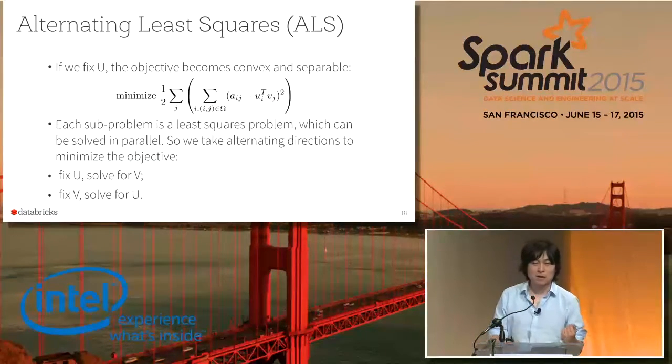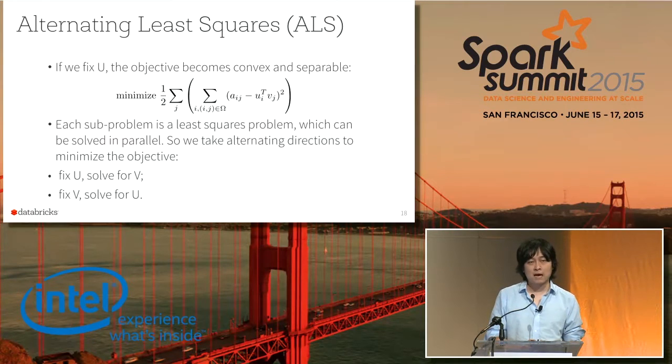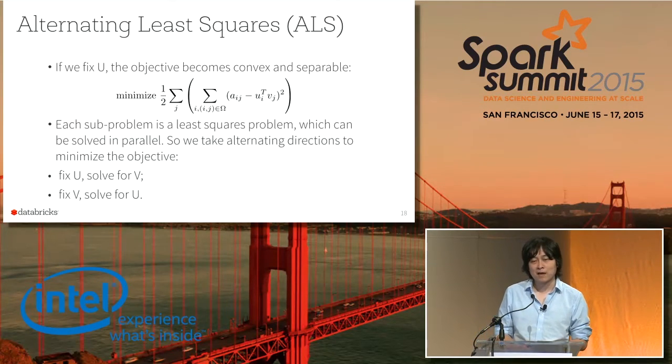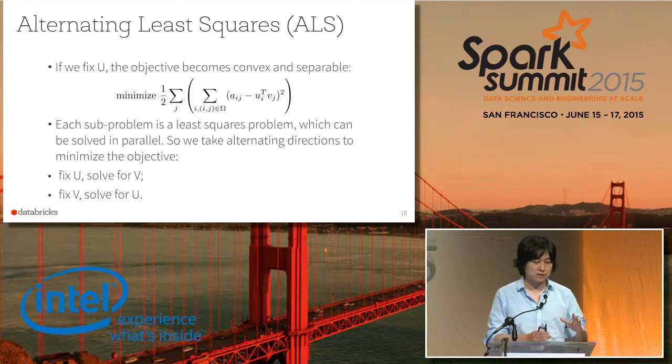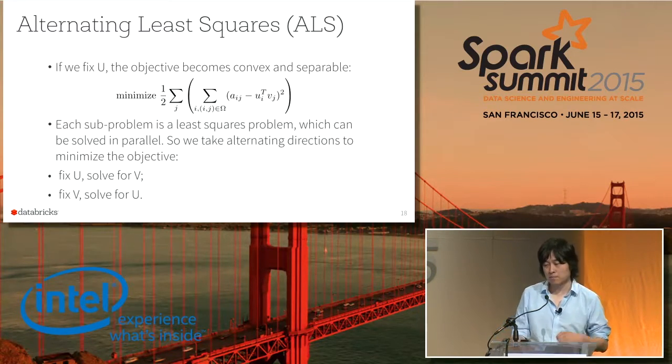I can express the objective as a sum over the items, and for each item it's a small subproblem. This subproblem is a least squares problem, and that's why we call it alternating least squares in the algorithm name. We can solve those subproblems in parallel, and each one is a really small least squares problem depending on the rank you set. The rank comes from the low-rank assumption, where you say the matrix should be rank 20 or rank 10, based on your data.